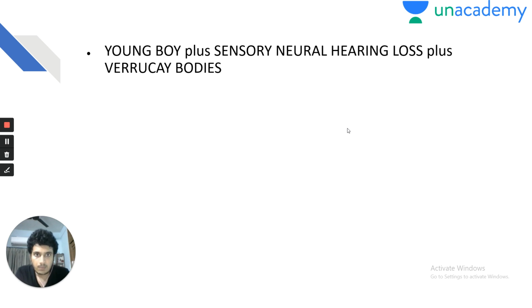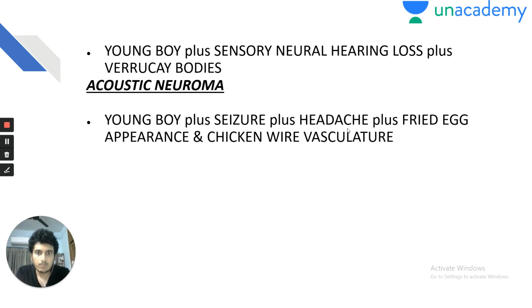So, young boy plus sensorineural hearing loss plus verrucous bodies, classically, plus cerebellopontine angle tumor, it is acoustic neuroma or schwannoma. Young boy plus seizure plus headache, plus fried egg appearance and chicken wire vasculature of the tumor. Again, my dear friends, it is classically oligodendroglioma.